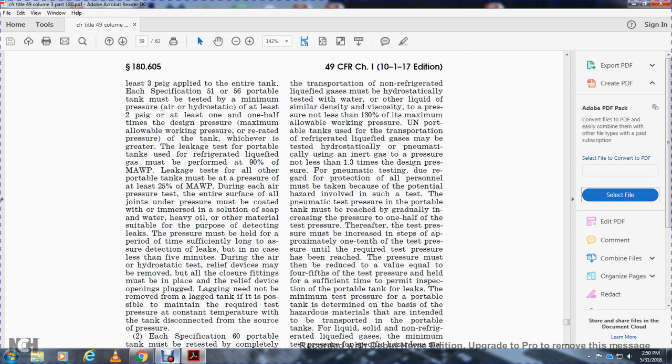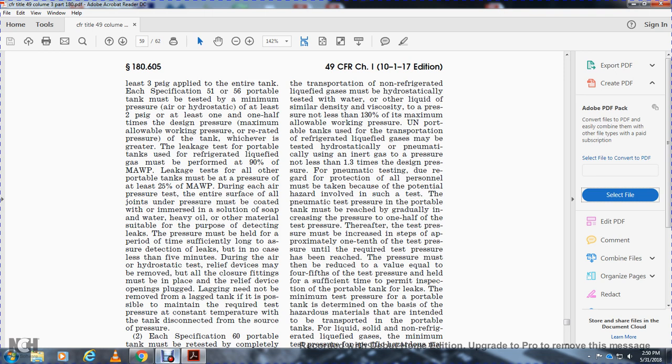Portable tanks used for transporting refrigerated liquefied gases may be tested hydrostatically and pneumatically using air or gas at a pressure not less than 1.3 times the design pressure. During pneumatic testing, precautions must be taken to protect all personnel because of the potential hazards in such a test.